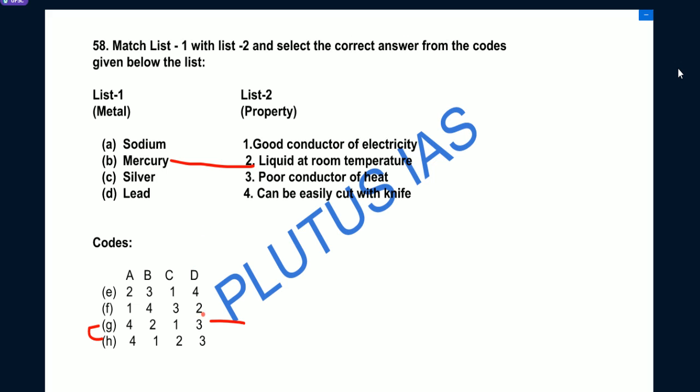So this would be our answer, है ना? तो सिल्वर के एक ओके फर्स्ट सोडियम की प्रॉपर्टी दैट इट कैन बी इजीली कट विद नाइफ. दैट सिल्वर it is the most electrically conductive element, है ना? After silver it is copper and then gold, and lead is poor conductor of heat as well as electricity. So the answer to question number 58 is C.